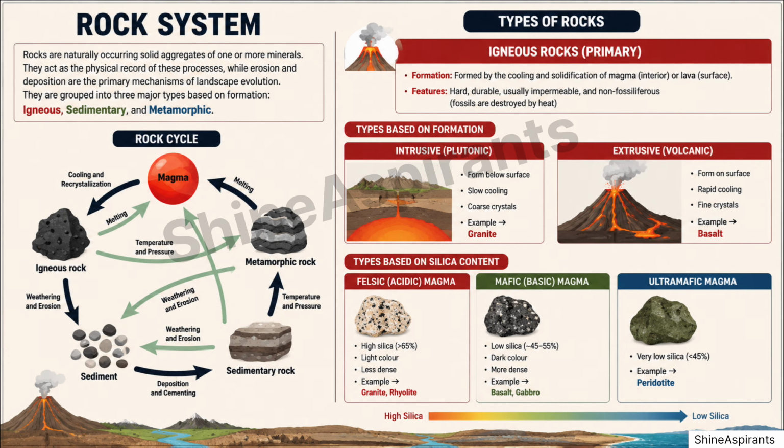Types by formation. Intrusive, plutonic: form below surface, slow cooling, coarse crystals. Example, granite. Extrusive, volcanic: form on surface, rapid cooling, fine crystals. Example, basalt. Types by silica content. Felsic, acidic: high silica, greater than 65%, light color, less dense. Examples, granite, rhyolite. Mafic, basic: low silica, approximately 45-55%, dark color, more dense. Examples, basalt, gabbro. Ultramafic: very low silica, less than 45%. Example, peridotite.